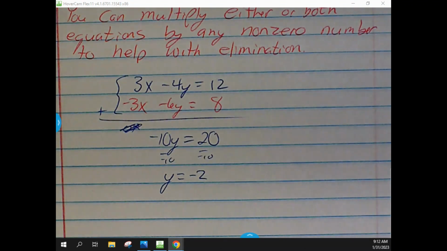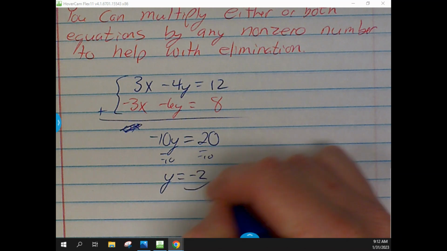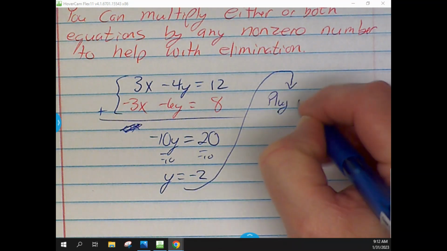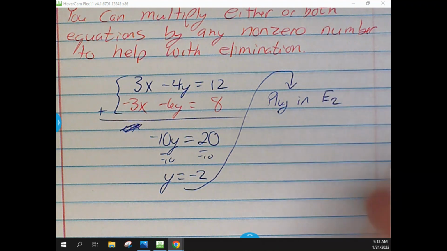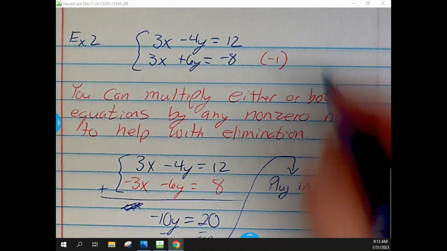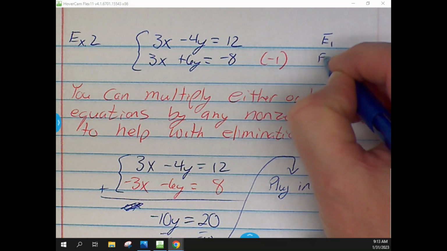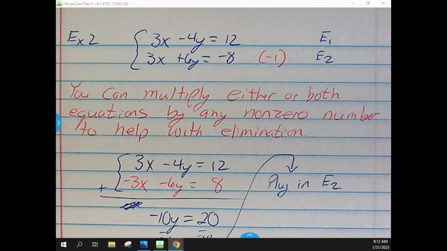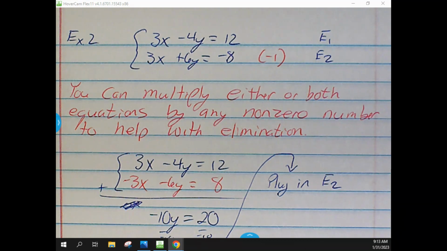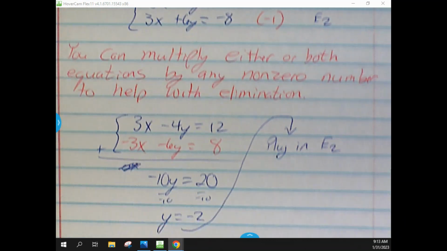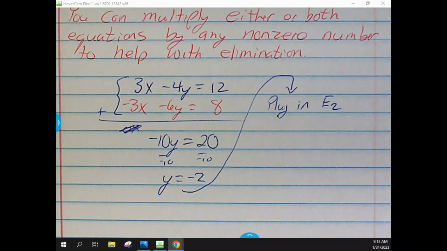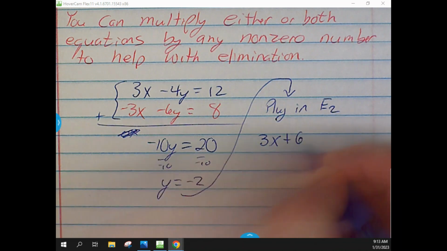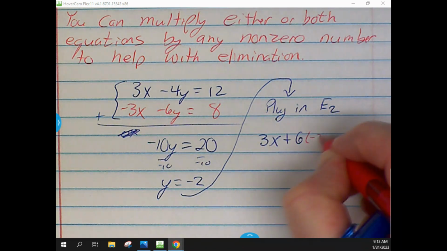Doesn't matter. I think on the last one we picked equation 1. So this time, just to do something different, let's plug this into equation 2. Now, we didn't label that back up here, and I guess we should have done that. This is equation 1. This is equation 2. Again, with two equations, it's not too bad because you can just say top or bottom and know what we're talking about. In this case, we'll kind of label it that way. Okay, so we're going to take that y equals -2 and plug it into y in equation 2.